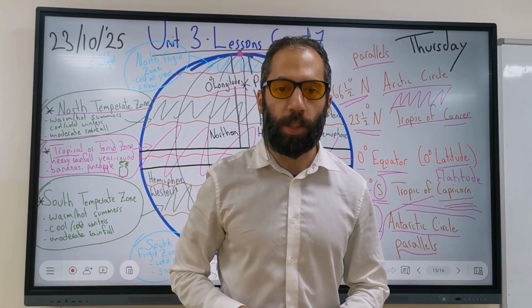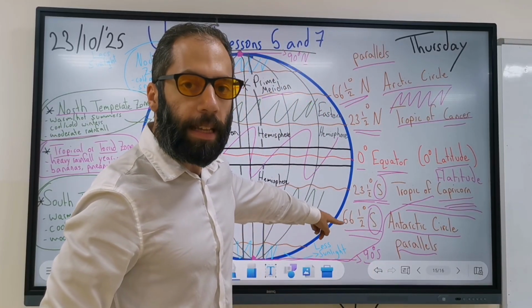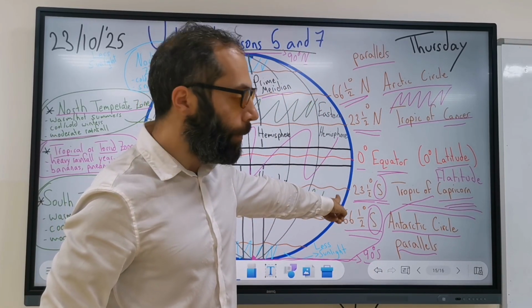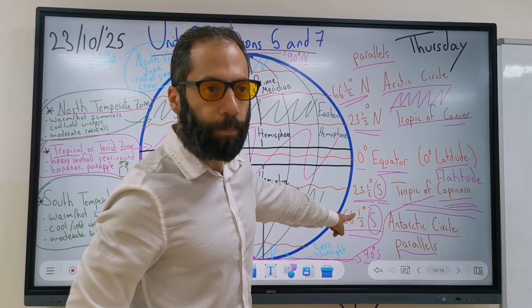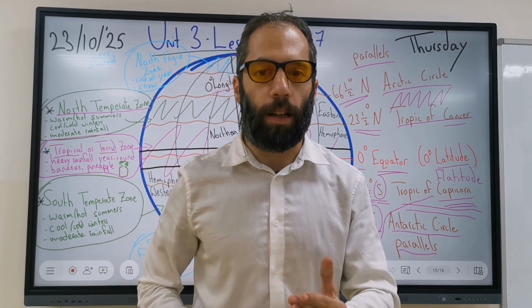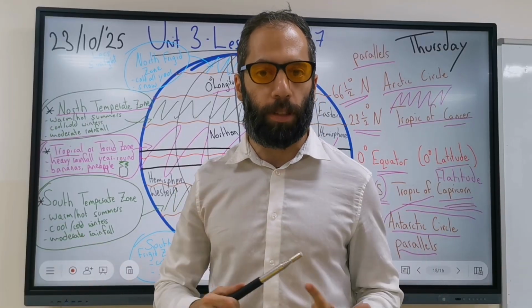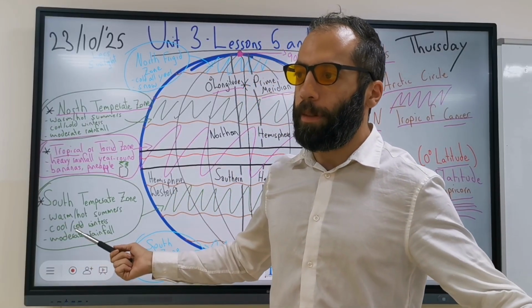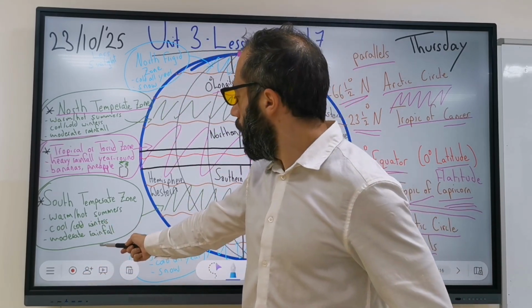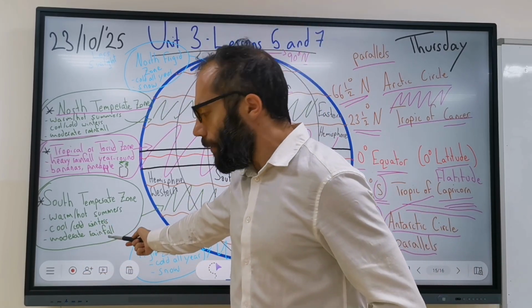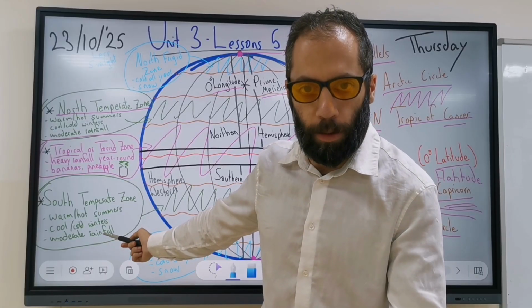So the South Temperate Zone is located between 23.5 degrees south, the Tropic of Capricorn, and the Antarctic Circle, 66 and a half degrees south. Now, how's the weather? Again, it's the twin sister of the North Temperate Zone, right? So it will have the same weather characteristics: warm and hot summers, cool and cold winters, and moderate rainfall, right?